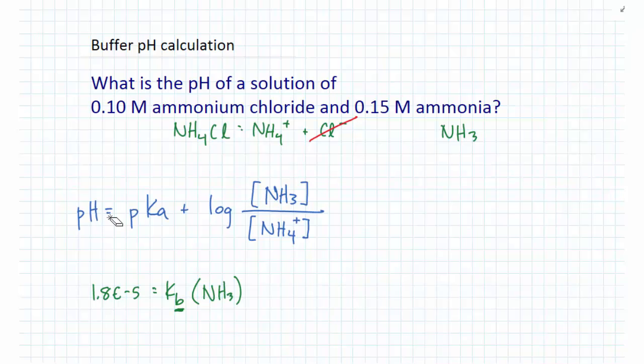Anybody know the other way? You take Kw divided by Kb, you get Ka. I think that was our method one, and that would certainly work. I'll give you a hint. pKa and pKb have the same relationship that pH and pOH have. 14 minus negative log.